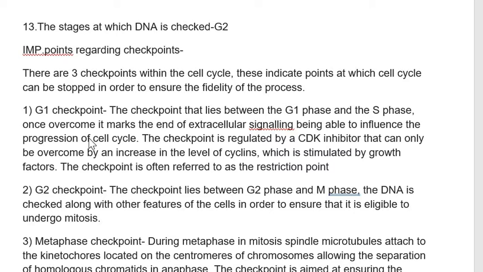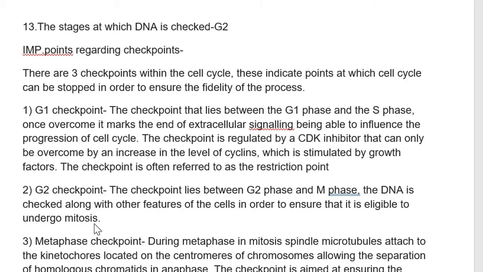It lies between the G1 phase and the synthesis phase, and once overcome, it marks the end of extracellular signaling being able to influence the progression of the cell cycle. The checkpoint is regulated by a CDK inhibitor that can only be overcome by an increase in the level of the cyclins, which is stimulated by growth factors. This checkpoint is often referred to as the restriction point.